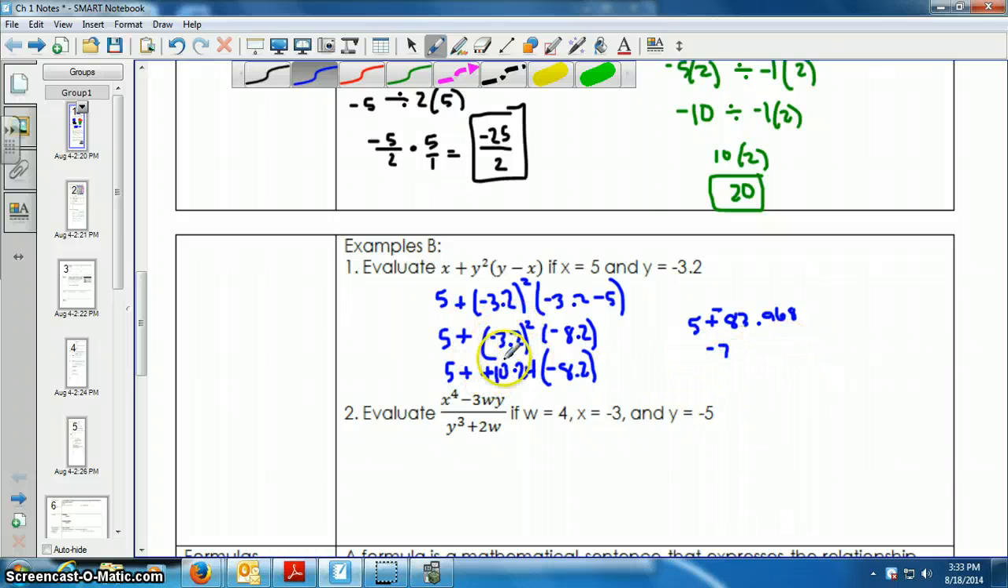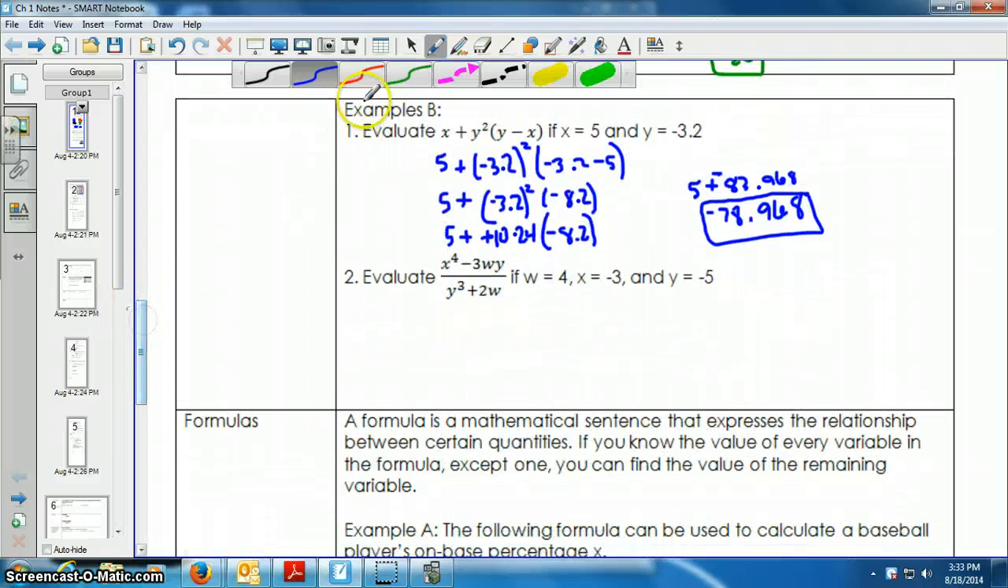Making sure that was in parentheses on our calculator, which I didn't do, because a negative to the second power, negative times a negative, should be positive. So adding that would be -78.968 as our final answer. So try that number 2 on your own.